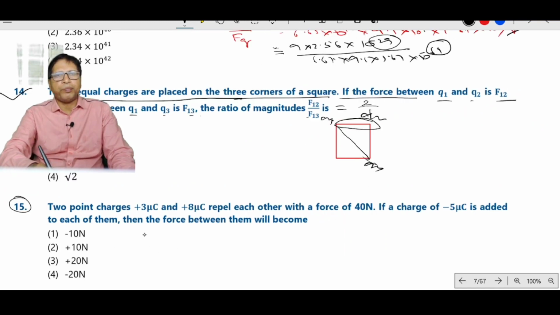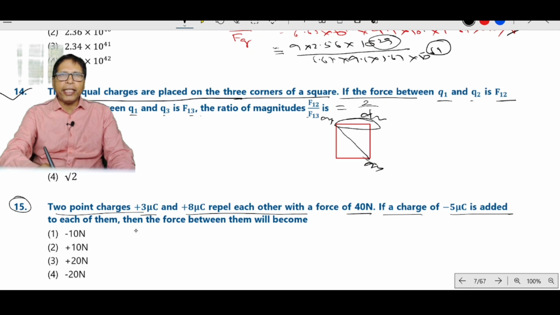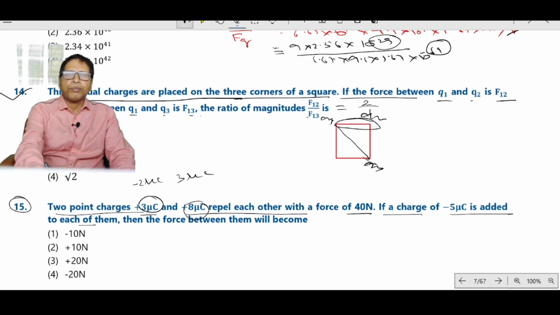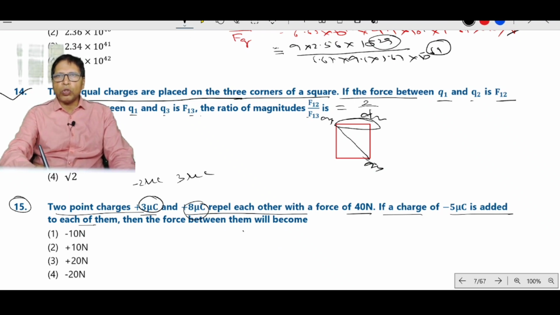Now question number 5. Two point charges, 3 microcoulomb and 8 microcoulomb, repel each other with a force of 40 Newton. If a charge of minus 5 microcoulomb is added to each of them, the resultant charge on this is minus 2 microcoulomb, and this charge is 3 microcoulomb. Look at this: the initial force is 40 Newton and the final force is F.